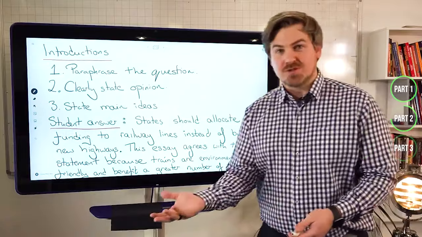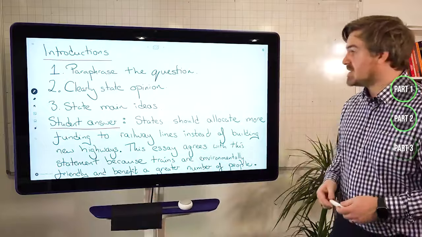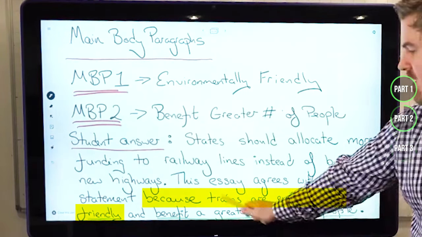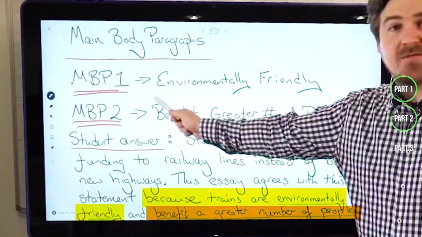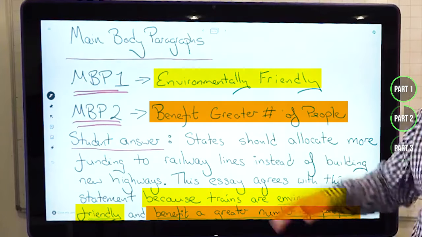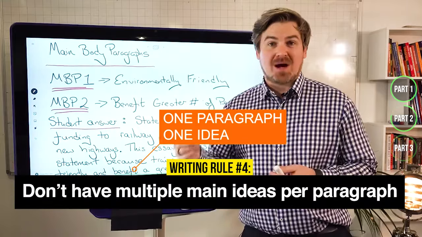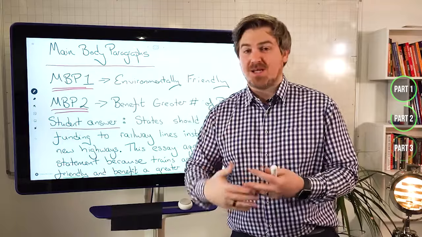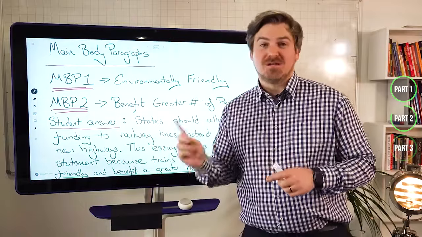They have introduced, that's what you're supposed to do in an introduction, introduced what is going to be in the rest of the essay. So if we look at their introduction, idea one, environmentally friendly. Idea two, benefit a greater number of people. Guess what we're going to put in the main body paragraphs? Main body paragraph one, environmentally friendly. Main body paragraph two, benefit greater number of people. One paragraph, one idea. You should not have multiple main ideas in one paragraph. The purpose of a paragraph is to introduce an idea and explain it, give an example, discuss that idea, and then if you want to start a new idea, start a new paragraph.